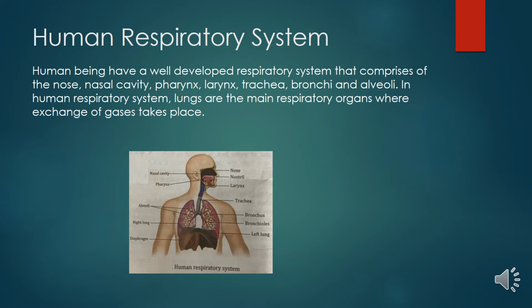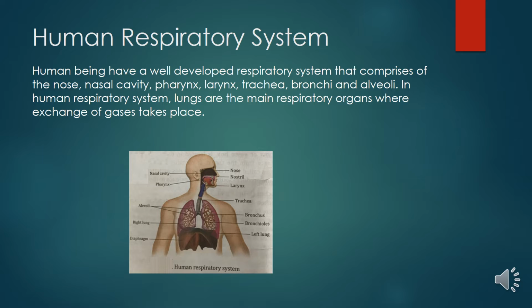Human respiratory system. Human beings have a well-developed respiratory system that comprises the nose, nasal cavity, pharynx, larynx, trachea, bronchi, and alveoli. In the human respiratory system, lungs are the main respiratory organs where exchange of gases takes place.